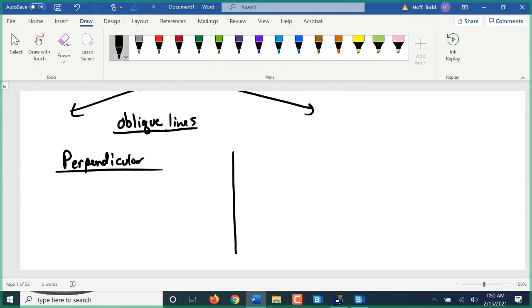And perpendicular lines intersect at a right angle. Well, if we know that this is a right angle, this is 90 degrees, what do we know about this angle over here?